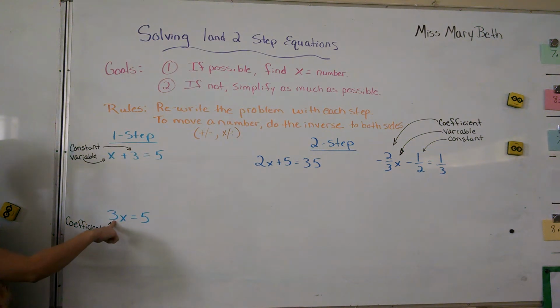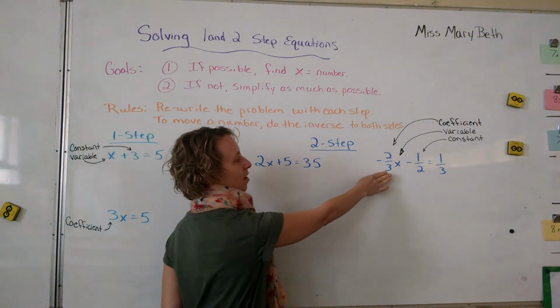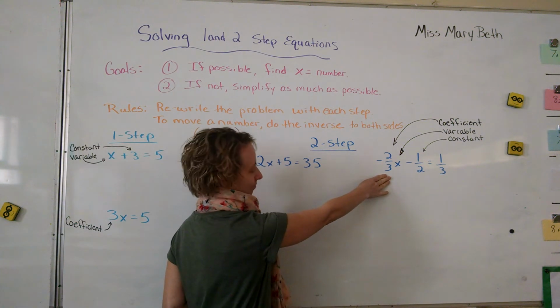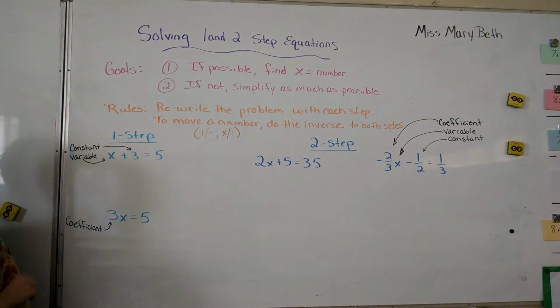Third word you might hear me say is coefficient. Coefficient is the number multiplied by your letter. Here my coefficient is 3. Here I'm multiplying times 2, my coefficient is 2. Here I'm multiplying by -2/3. My coefficient is -2/3. Make sure that you write down those vocabulary words as well as some example definitions. Pause the video if you need to. When you're ready to move on, start it again.